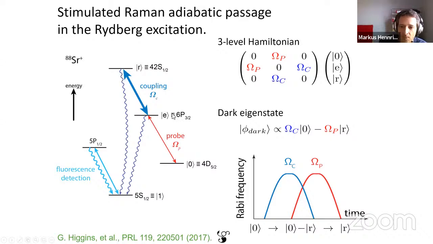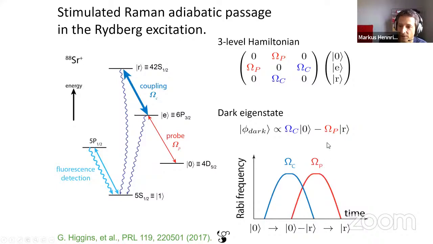The relative amplitude of these dark states can be controlled by controlling the Rabi frequency of the probe and the coupling laser. For instance, if the probe laser is off at the beginning and the coupling laser is on, then the initial state will be equal to the dark state. So the Rabi frequency omega p will be 0 and only omega c will be on. So state 0 is equal to phi dark.